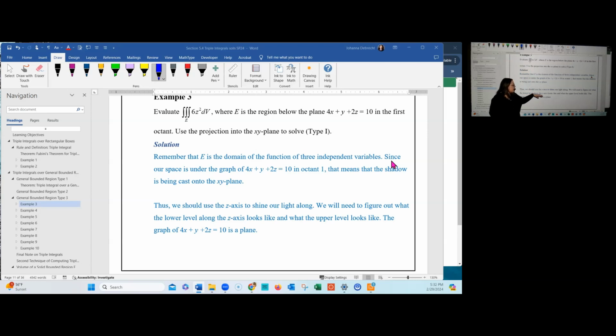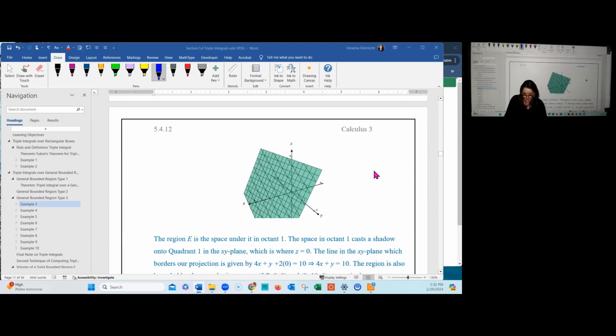We need to figure out what it looks like. So when we're looking at this, we need to have a function of x and y for the lower surface of our image and a function of xy for our upper surface of this solid in order to do the inner single integral with respect to z. So let's go ahead and graph this so we can look at what it might look like.